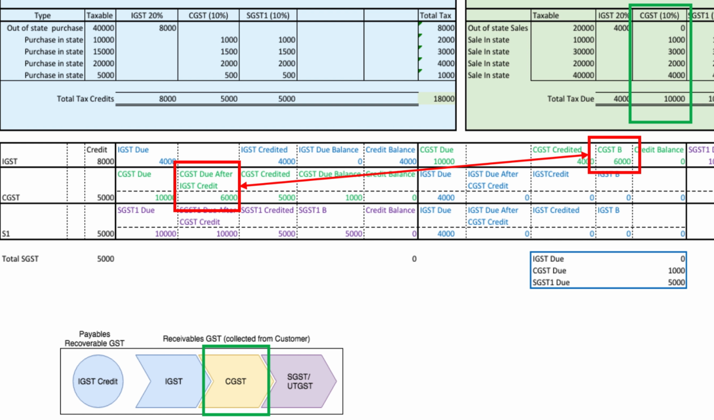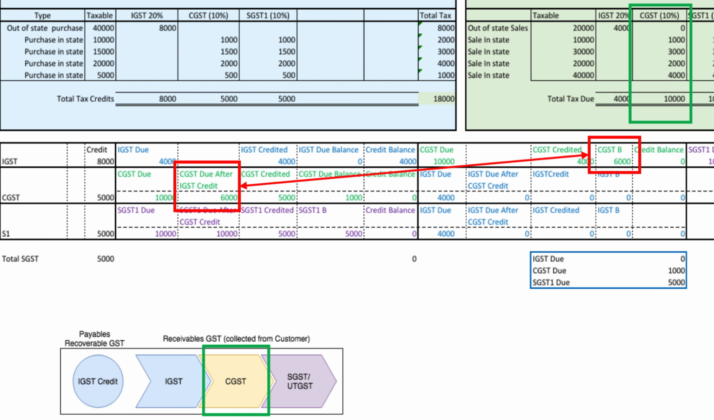So that's actually after we've taken the IGST of the original 8,000, we allocated it to the IGST on the sales. That left us with a balance of 4,000. We then took the 4,000, allocated it to the CGST, which was a balance of 10,000, and that has now left us with 6,000 in balance.